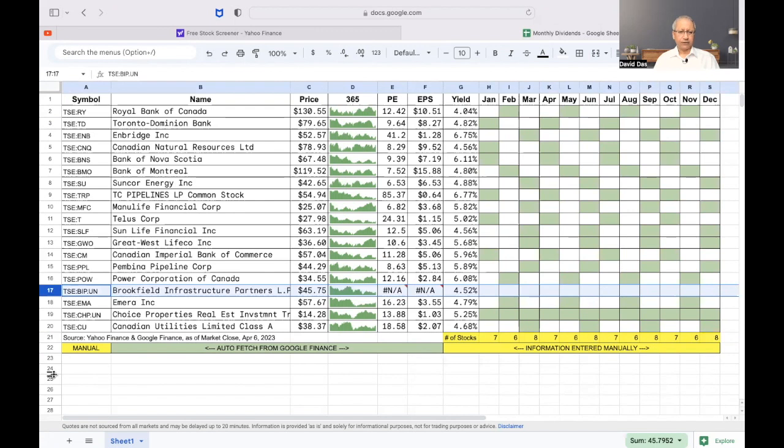For Brookfield Infrastructure Partners, the P ratio and the earnings per share is giving some error because somehow it's having some problem getting the information from Google Finance. So the section 4 is covered in this spreadsheet as well. It gives me a big picture view of which stocks pay me on which months.